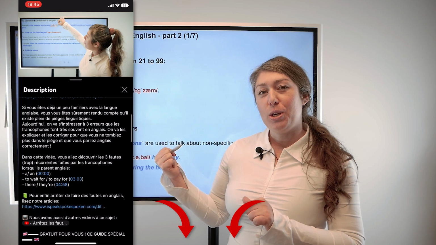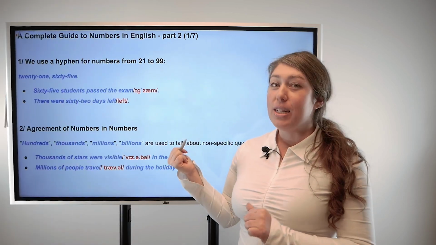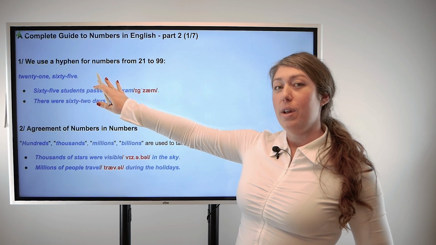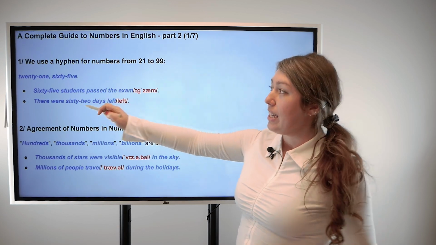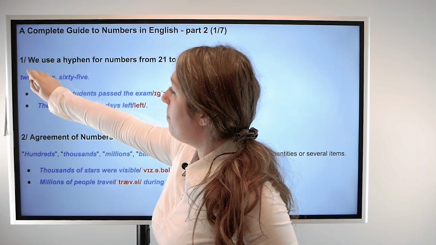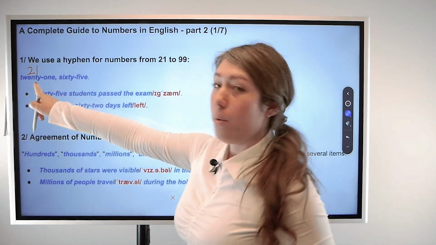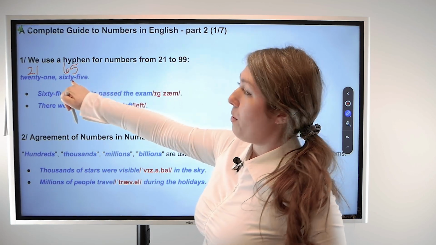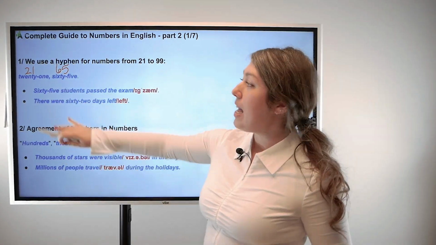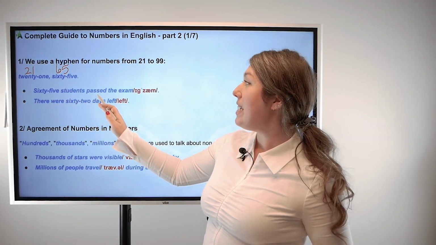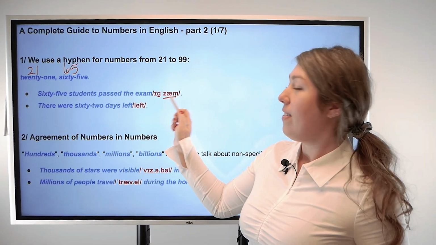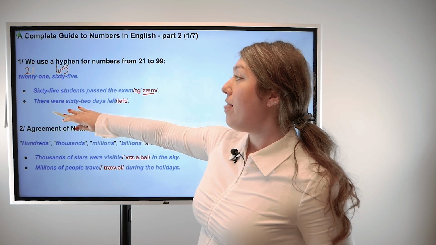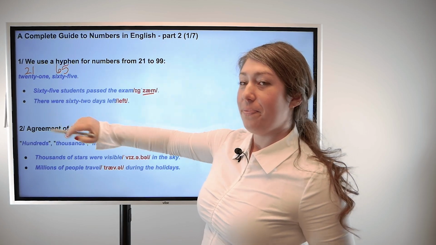So this is our part 2 to the complete guide to numbers in English. So let's look at when we use a hyphen for numbers from 21 to 99. For example, we write 21 with a hyphen like this, and 65 with a hyphen here. For example, 65 students passed the exam. Emphasize the second syllable, exam. Or, there were 62 days left.